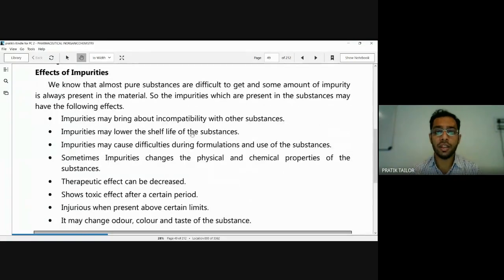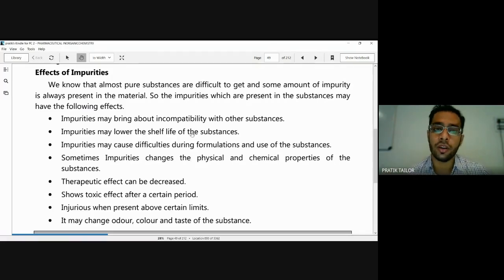Now, what can be the possible effect of impurity? If any impurity is present in your pharmaceutical dosage form preparation, what effect can that impurity have on your preparation? First, it may be incompatible with other substances. It may lower the shelf life of the substance. So the expiry date on the product may get changed. Shelf life is indicating that.